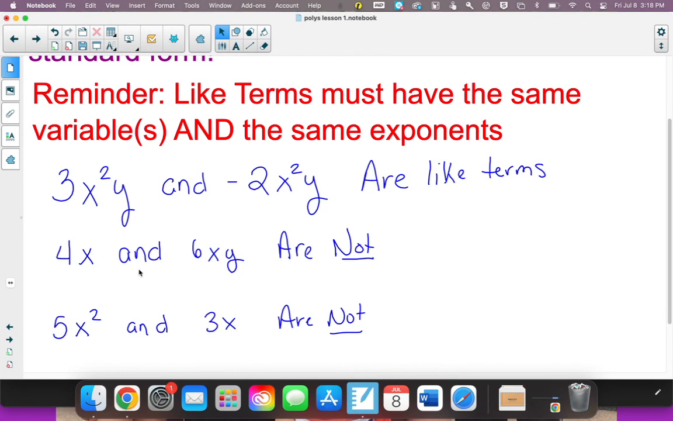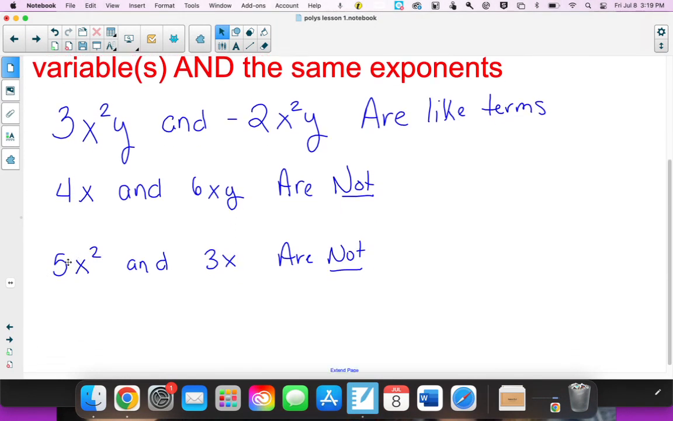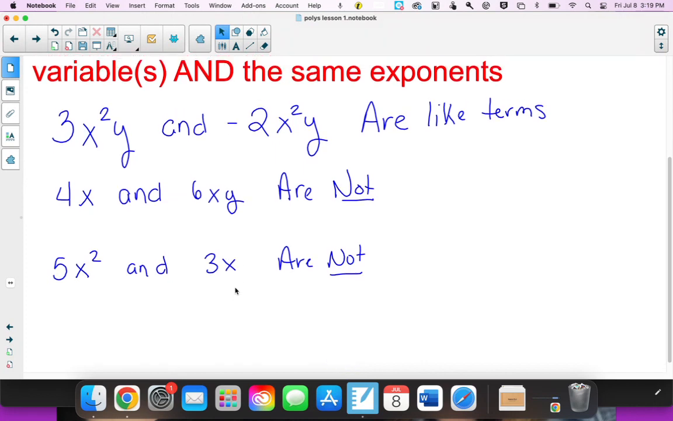So 4x and 6xy are not like terms because this one does not have a y. This one does. 5x squared and 3x are not like terms. This one has a squared, highest exponent of 2. This one only has a highest exponent of 1. Okay, so not like terms. Now, what we're going to do is we're going to go through our polynomials and just pull out all of our like terms and then combine them. Okay, so I've got several examples to go through.